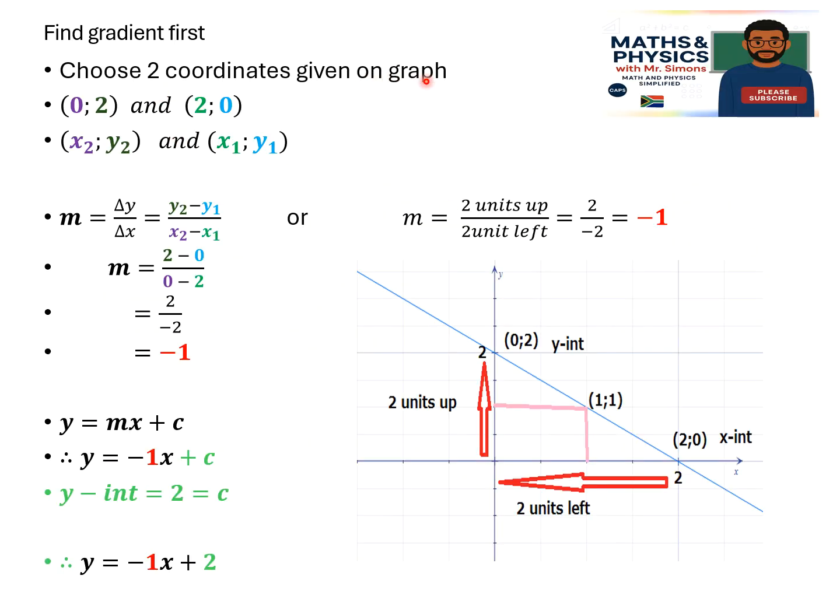Right, so again I choose 2 coordinates from the graph, so here I've used 0 and 2 and 2 and 0. Again, x2, y2, therefore x1, y1. So my equation, gradient change in y over change in x equal y2 minus y1 over x2 minus x1. So y2, 2 minus 0, over 0 minus 2. That gives me 2 over -2, which then becomes -1. Now y equal mx plus c, so y equal, my m is -1x. The c value is going through 2 there, so therefore c equal 2, so y equal -x plus 2.